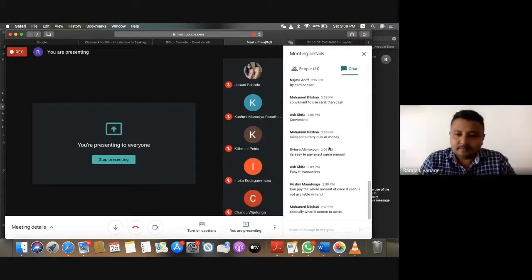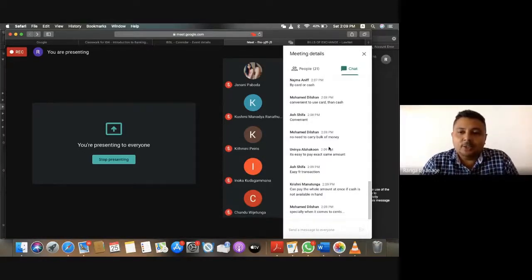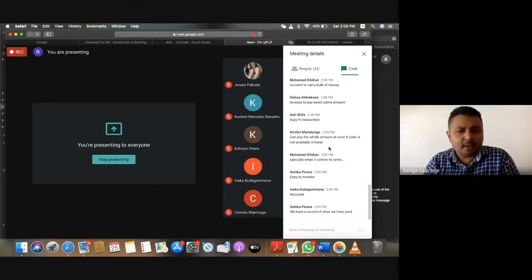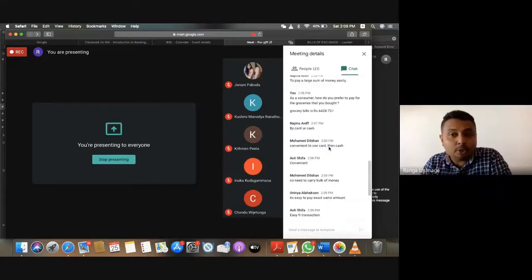Yes, yes. Easy for the transaction. It's easy to pay the exact same amount. Can pay the whole amount at once if cash is not available in hand. Yes, especially when it comes to cents, of course. You have seen the Sri Lankan 1 rupee and 5 rupees coins in different sizes and shapes in Sri Lankan shops. And the fact that if there is a balance, it is accurate and easy to monitor. Very good examples. Now, you need to keep these examples in mind, right?